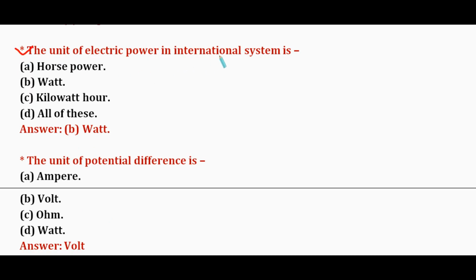The unit of electric power in international system is horsepower, watt, kilowatt hour, all of these. Correct answer is watt. The unit of potential difference is ampere, volt, ohm, watt. Correct answer is volt.